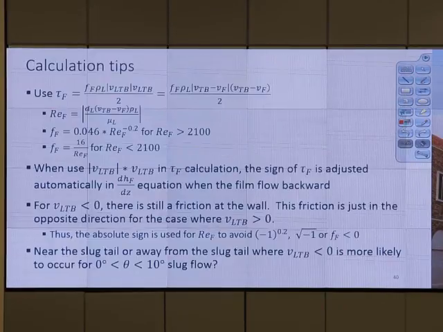Alright, last time we talked about the calculation tip. Okay, how do we calculate tau or all those things? The reason that we do all this is to get pressure drop, right? Just to get the pressure drop.